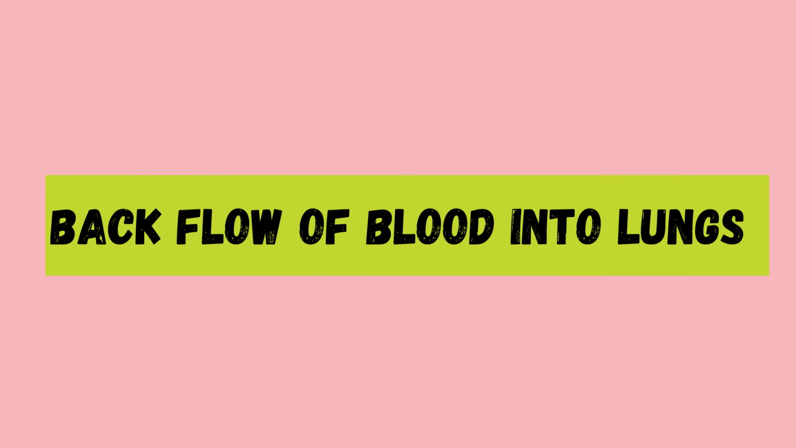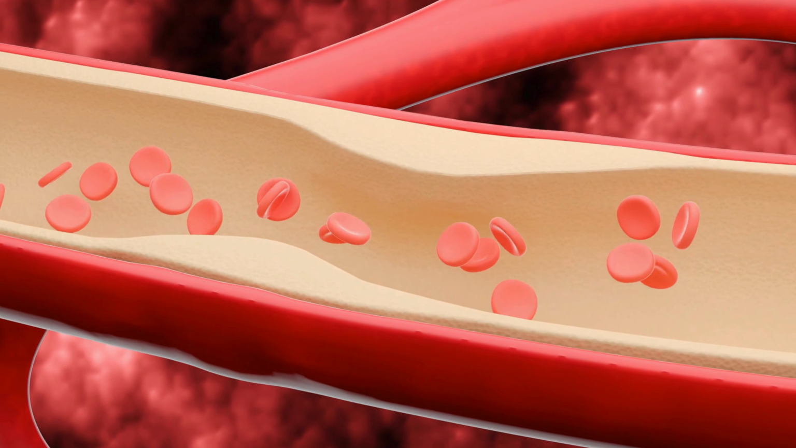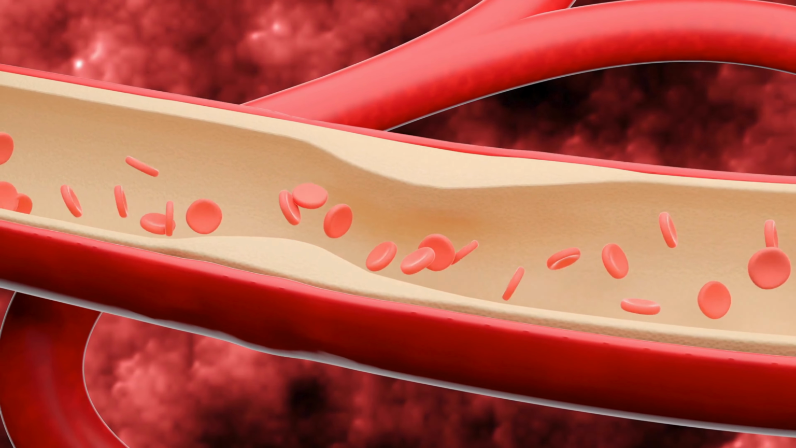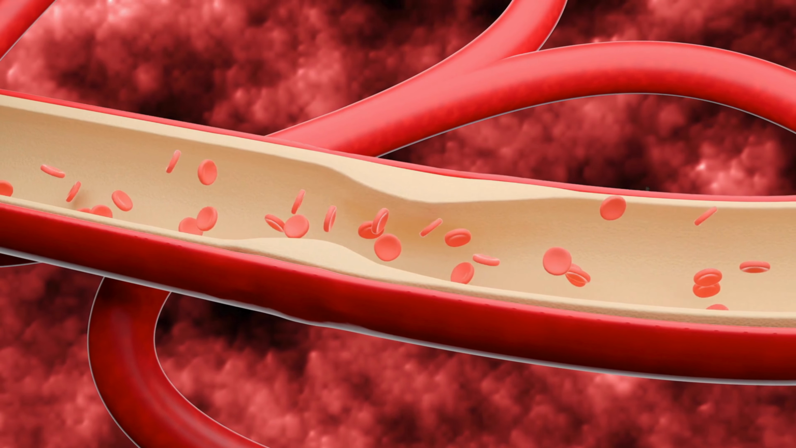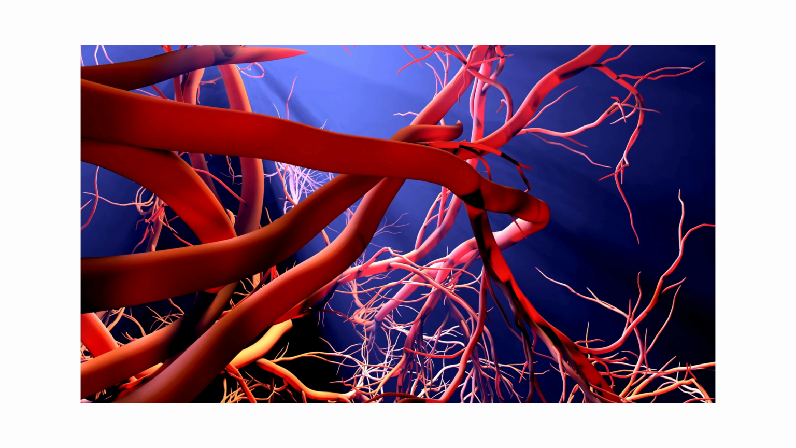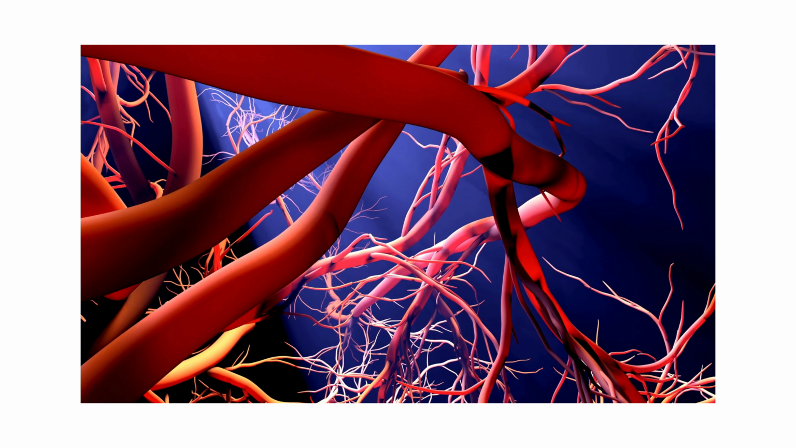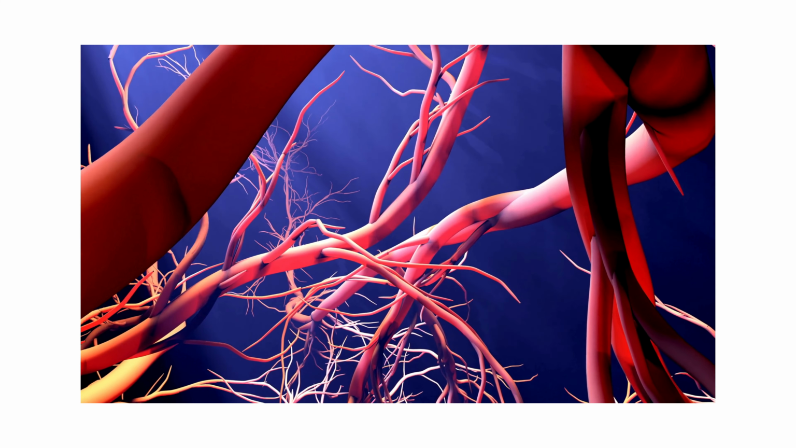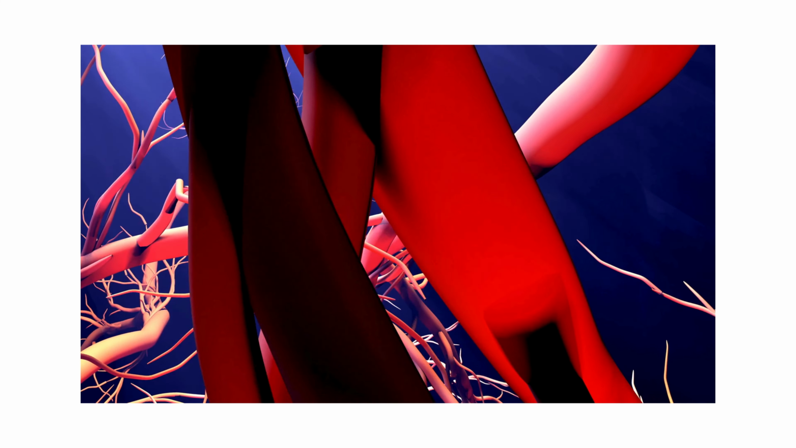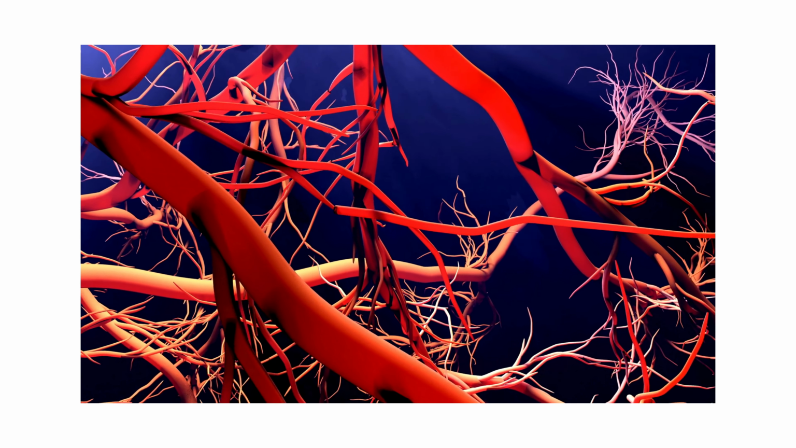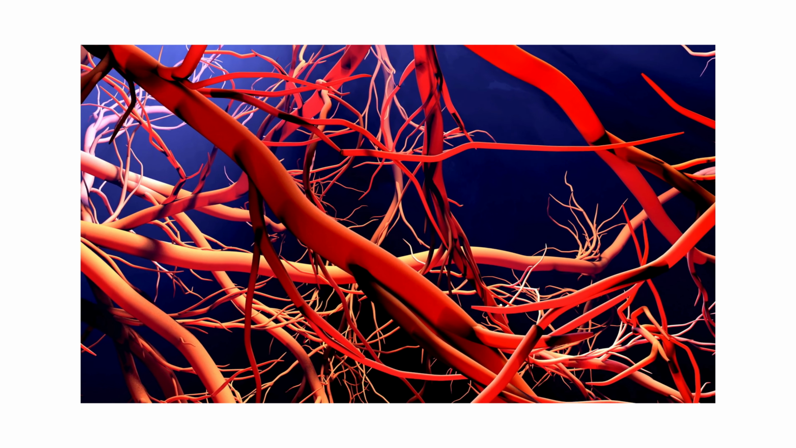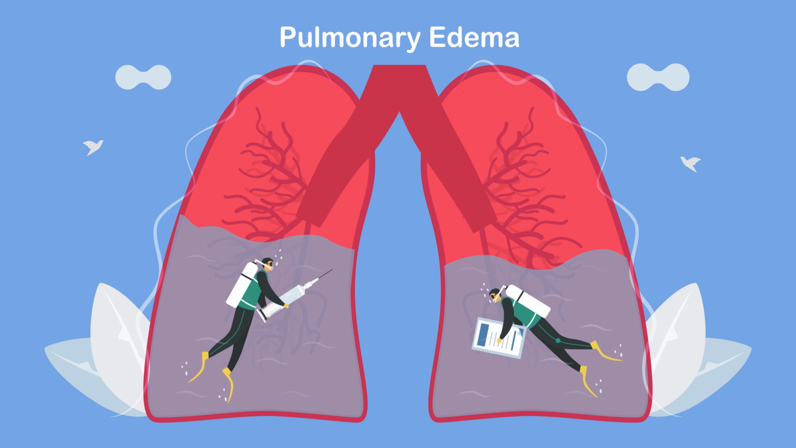Backflow of blood into the lungs. When the left ventricle cannot pump efficiently, blood starts to back up in the left atrium. But it does not stop there. It continues backing up into the pulmonary veins, which are responsible for carrying blood from the lungs to the heart. As a result, pressure builds up in the pulmonary circulation. This increased pressure forces fluid out of the capillaries in the lungs and into the alveoli, leading to pulmonary congestion and pulmonary edema.